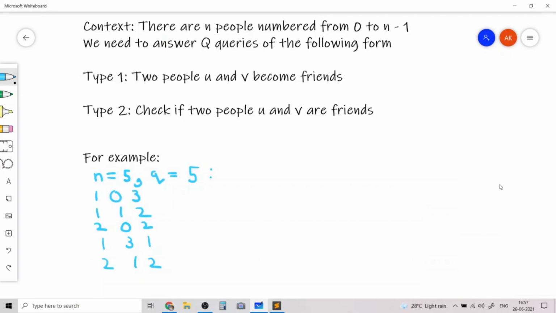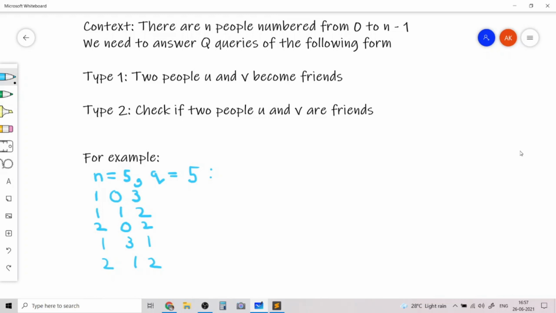So first let's consider a simple problem, and then let's try to build up the solution for the original problem. In the simple problem, let's say that we have n people numbered from 0 to n minus 1, and we need to answer Q queries of the following form. The first type of query is that we need to make two people U and V friends, and the second type of query is that we need to check if two people U and V are friends or not.